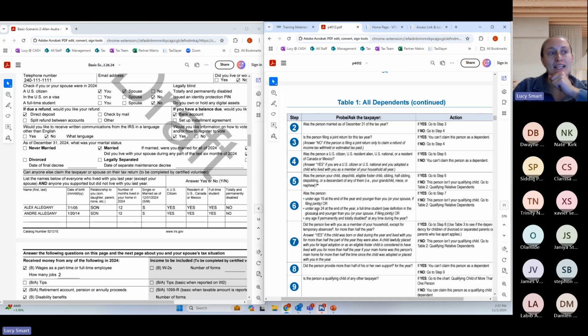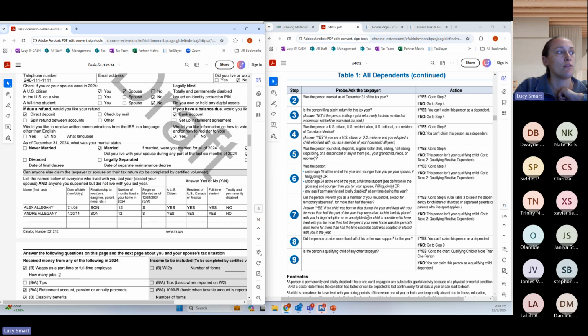Was he under age 19 at the end of the year and younger than you or your spouse? So his birthday's in 2005. It's 2005. When we're doing this, it's 2025. So he is actually probably 19. So he's not under 19, but is he under age 24 at the end of the year and a full-time student and younger than you? Yes, we know he's a full-time student because they told us in the interview and they indicated it here. He's at Towson. So we can move to step 7.